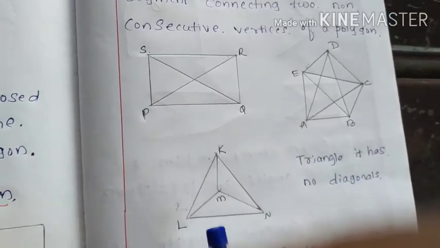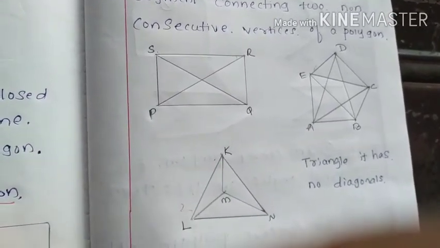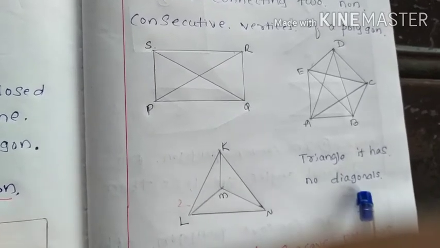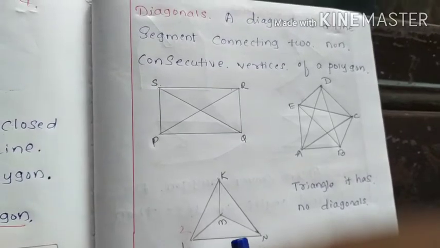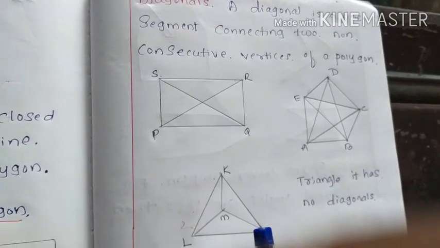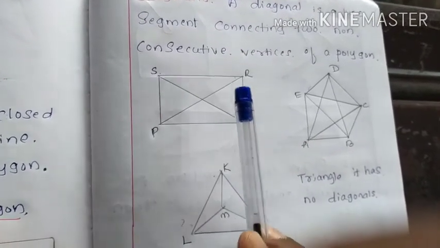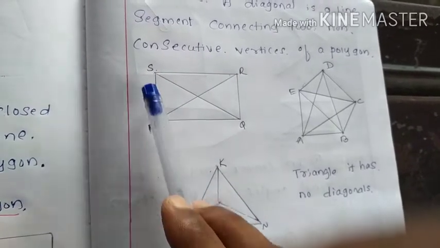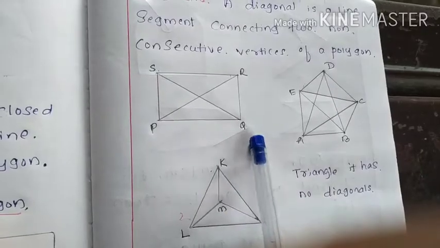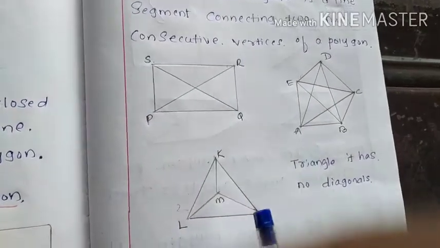Okay. So a triangle has no diagonals, because a diagonal is a line segment connecting only two non-consecutive vertices. Okay, so these are not non-consecutive vertices. These are the non-consecutive vertices. Okay, next one.